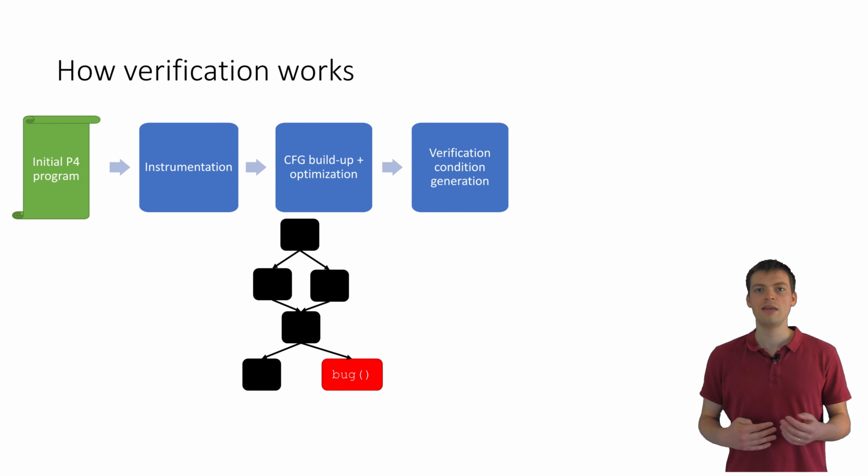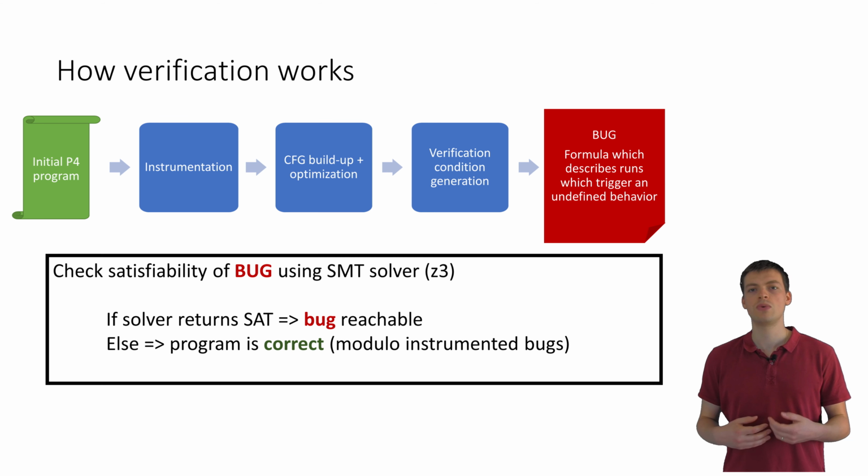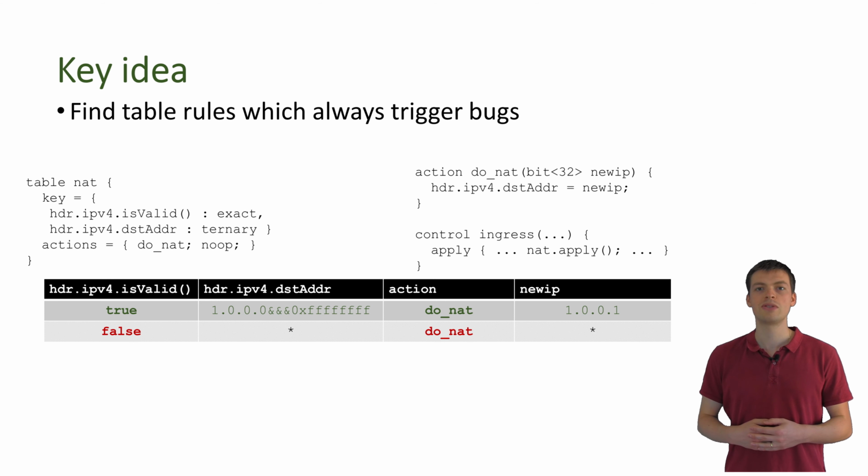Then the instrumented program is converted into a control flow graph, which is then optimized by using some standard compiler optimization techniques. And then we generate a verification condition. A verification condition is a formula which describes all inputs which trigger buggy runs. We then feed this formula into an SMT solver, such as Z3, which then outputs SAT if there is indeed a run which is buggy, and UNSAT if the program is actually correct. Let's take a closer look at table NAT.